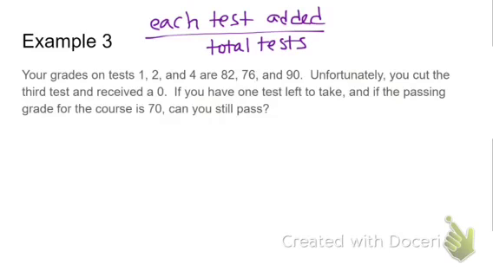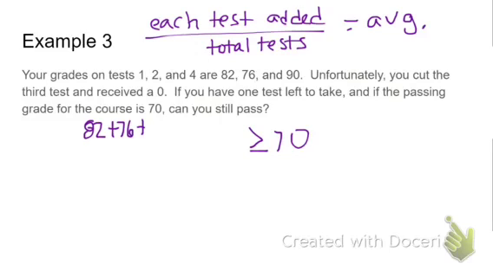Okay, that equals our average. Now our average in this case has to be greater than or equal to 70. 70 is the lowest that we can get. So in this case, we got an 82 on the first one, a 76, a 90, a 0, and we don't know the third one.